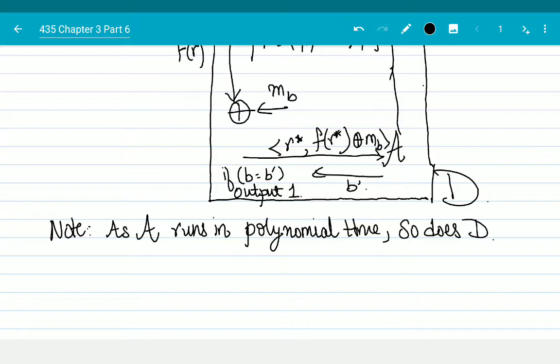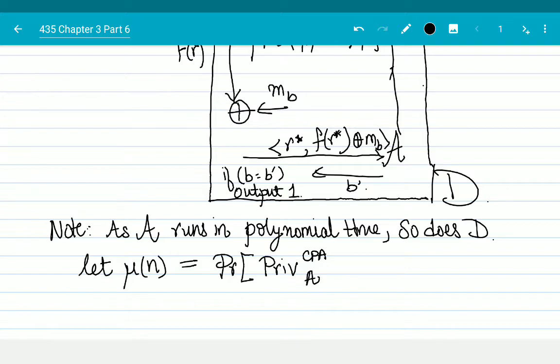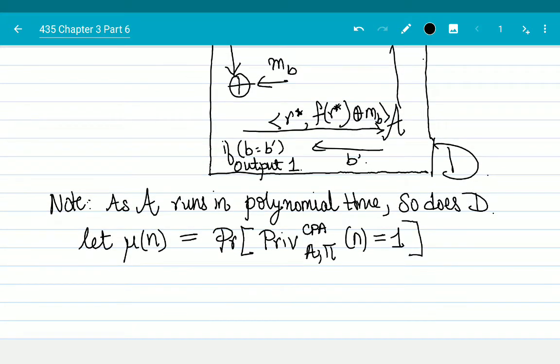So, just for ease of notation, let mu n be the probability that the experiment succeeds for any length n. Okay?